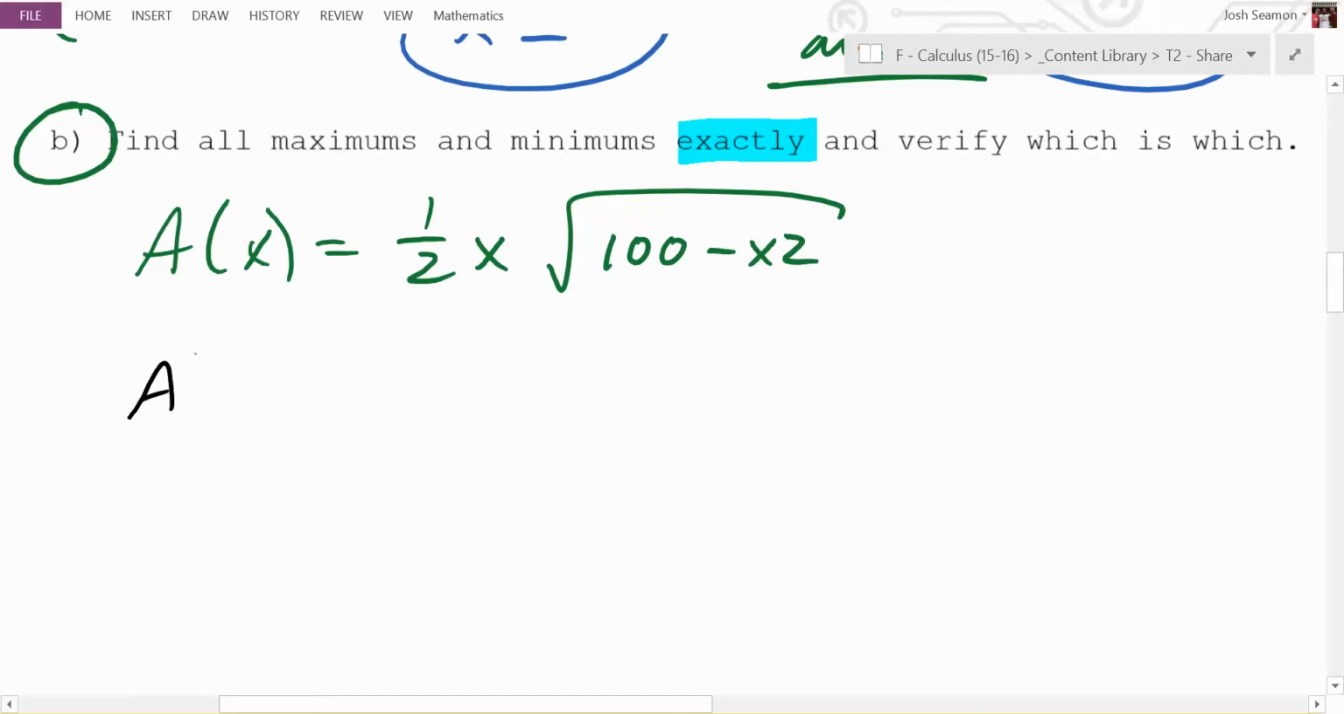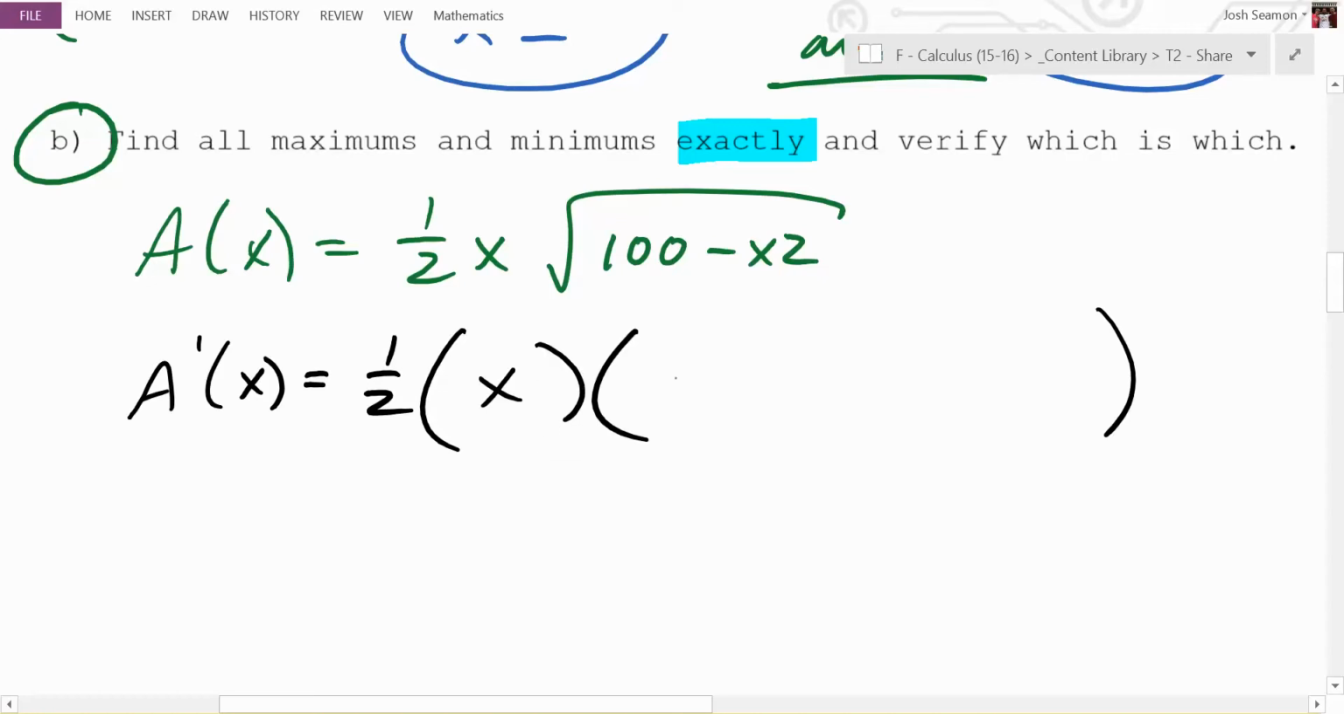That 1/2 is just along for the ride. So that 1/2. What rule, or how should I rewrite this first? X times what? X times 100 minus x squared to the half power.